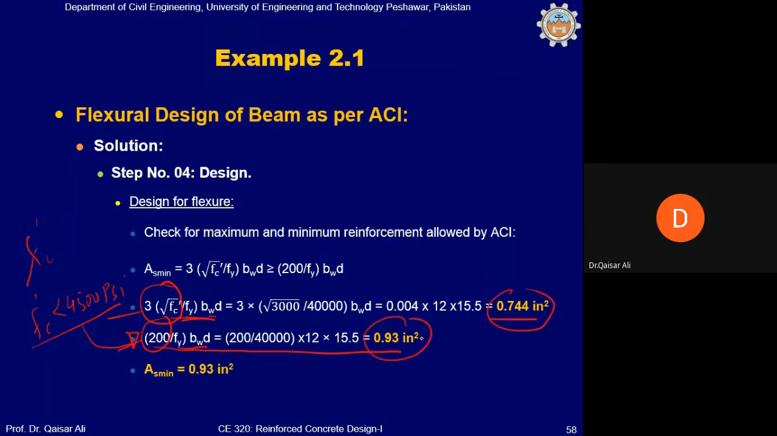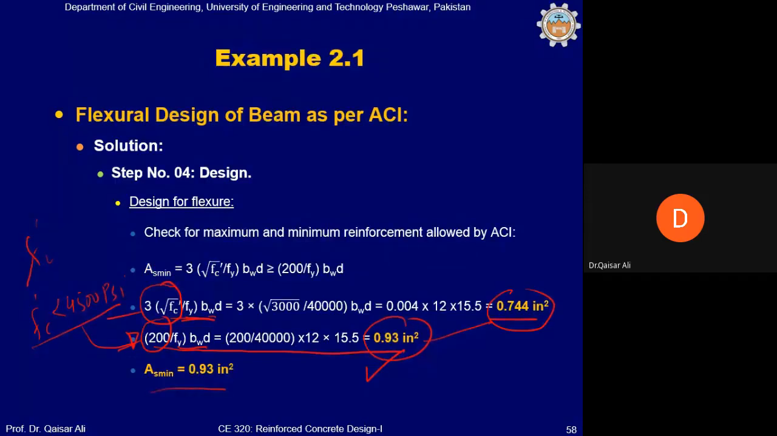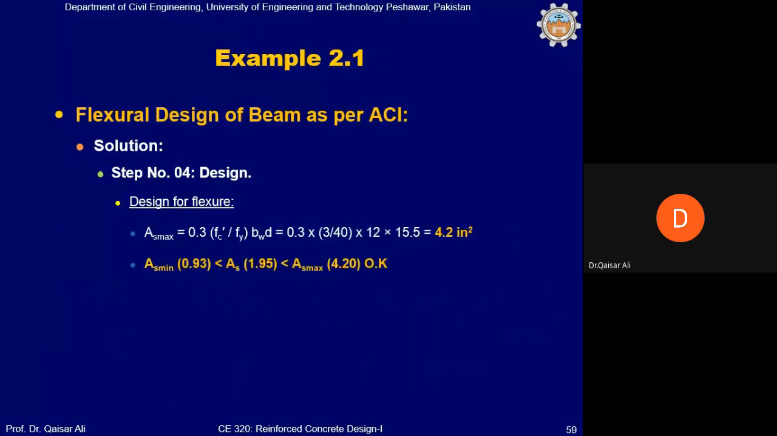You can see 0.93 square inch is the minimum, and we will use 0.93 square inch. Our calculated value is greater than this value. Now coming to AS max. AS max is 0.3 times FC prime divided by Fy BWD, so this gives us a value of 4.2 square inch. The calculated value of AS is now less than AS max, which is what is required in the code, and it shall be greater than the minimum.